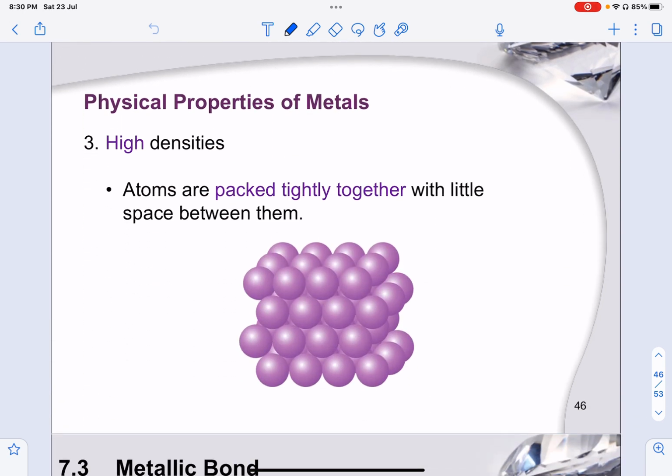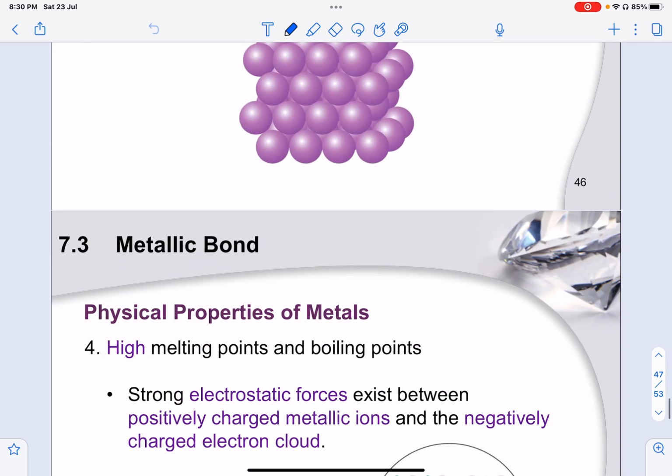As metals are solid, they tend to be tightly packed together with very little space between them. Hence, within a very small unit of volume, you will see that there are a lot of atoms packed together, resulting in a high density.